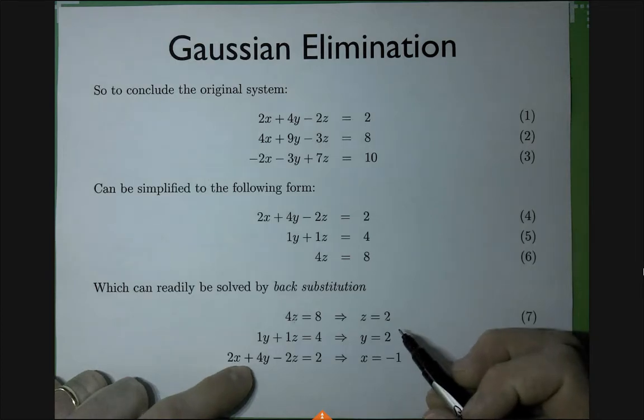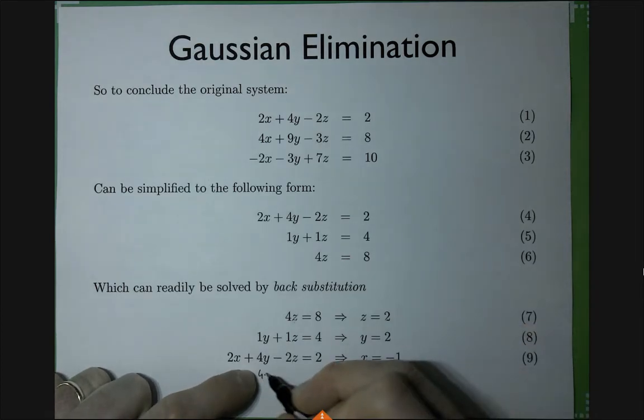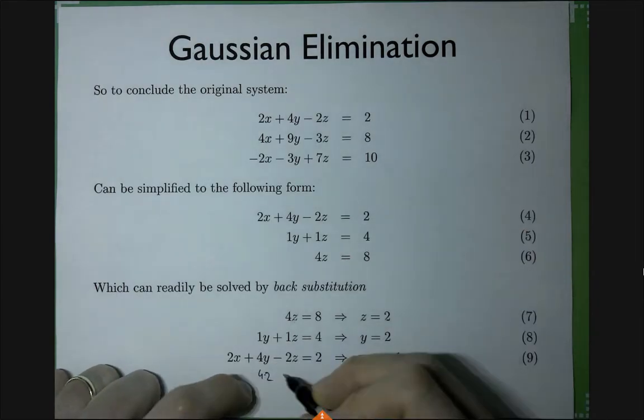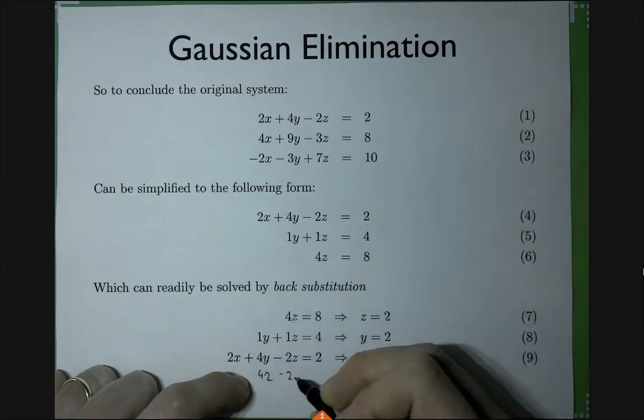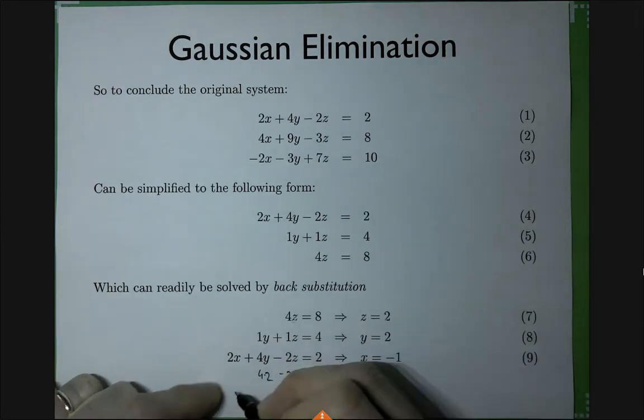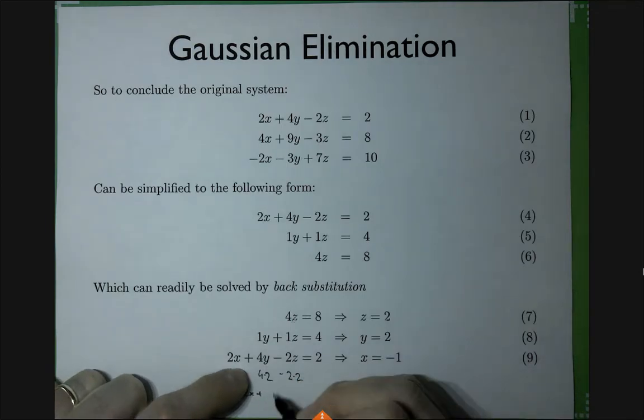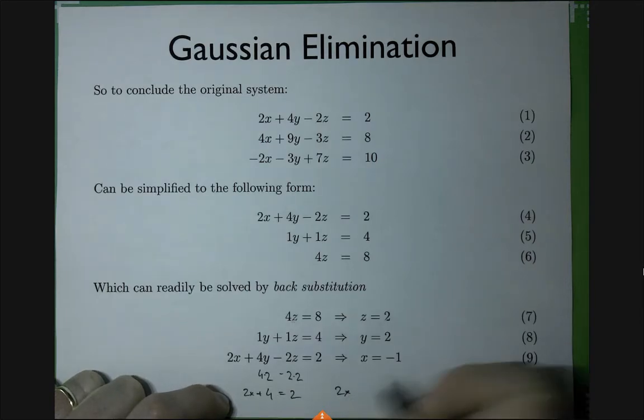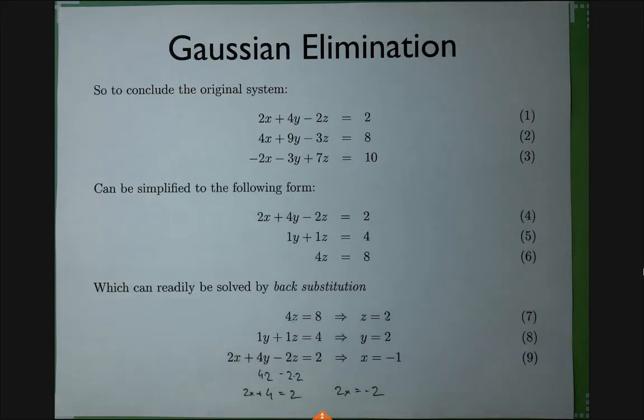So I get, let's see if it adds up. It's always good to check it, you never know. 4 times 2 minus 2 times 2. So this would be 2x plus 8 minus 4, that's plus 4 equals 2. So I get 2x equals minus 2. So indeed x is minus 1. So this process is called back substitution. Okay.